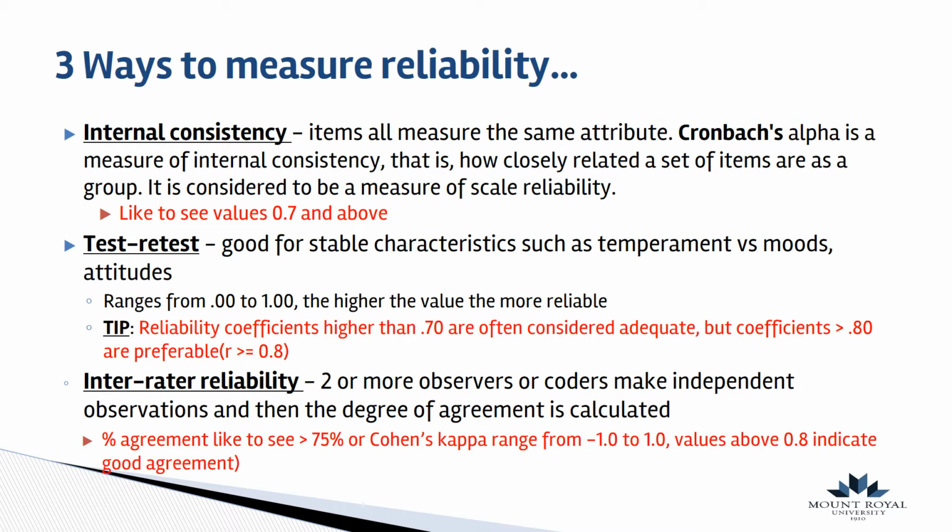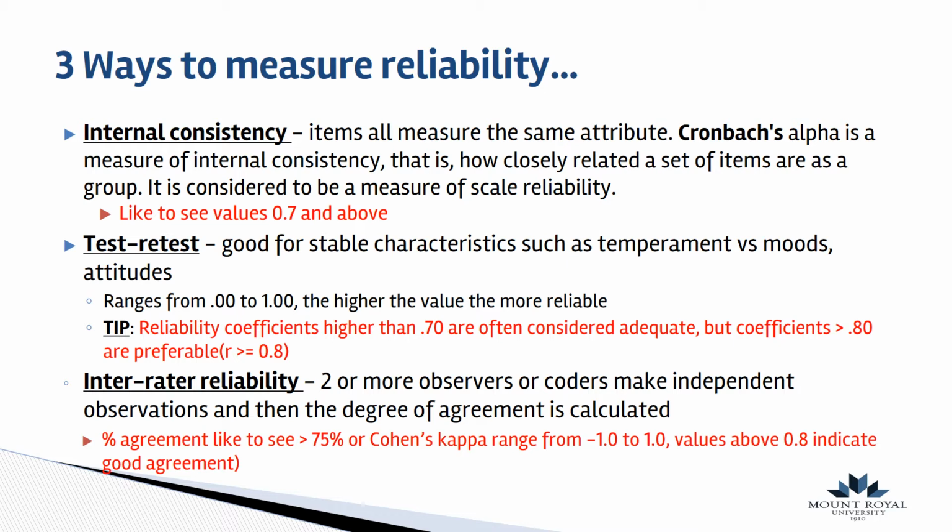The second major way is called test-retest. So this is really good for stable characteristics such as temperament versus moods and attitudes. And the ranges on a test-retest are from 0 to 1. And the higher the value, the more reliable. So a little tip, reliability coefficients higher than 0.7 are often considered adequate, but coefficients greater than 0.8 are preferable. So you might see it in a research article, R greater than or equal to 0.8.